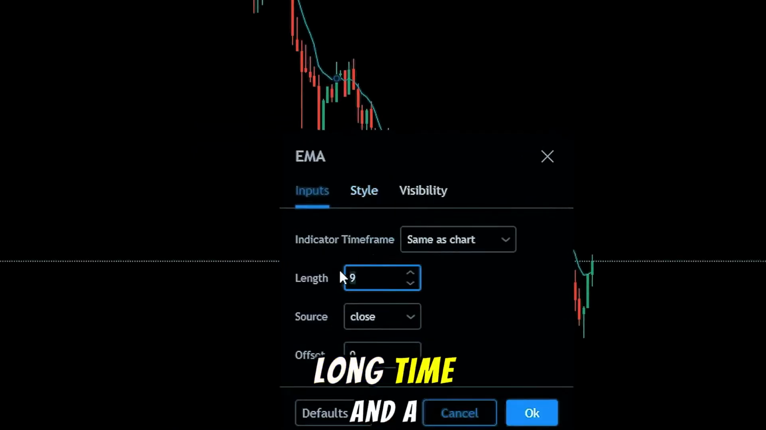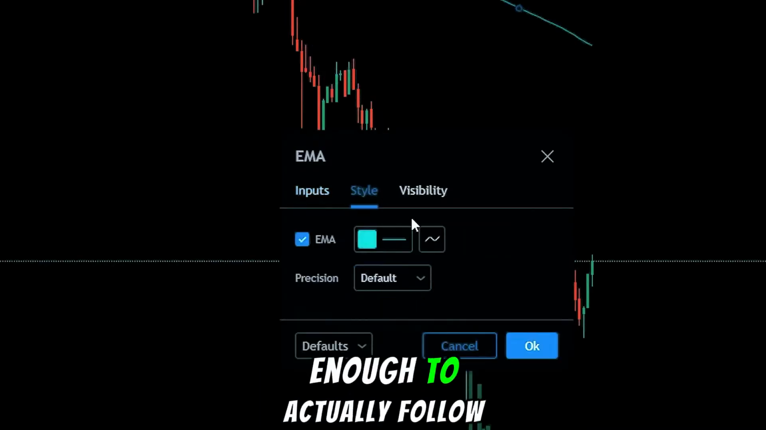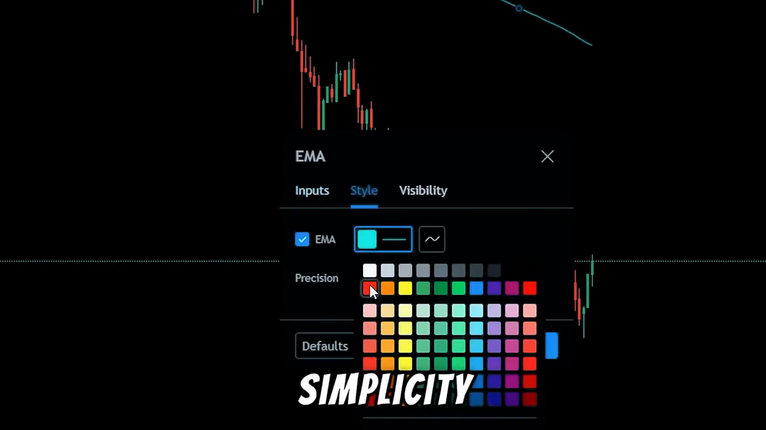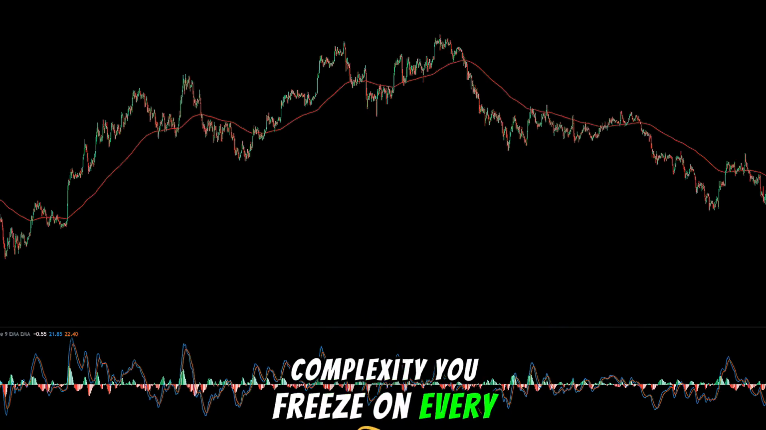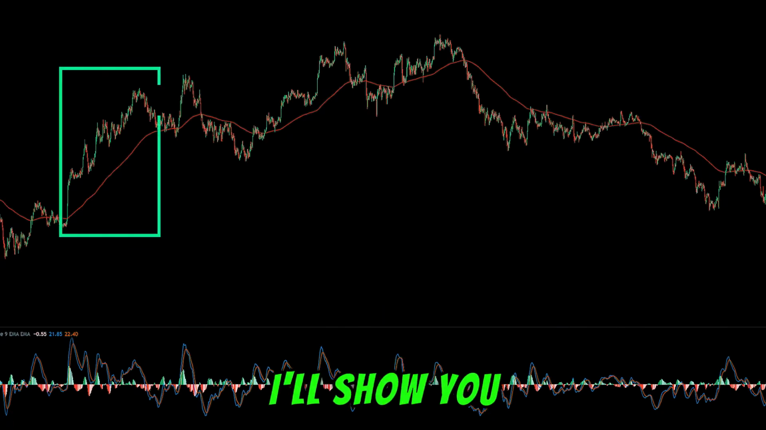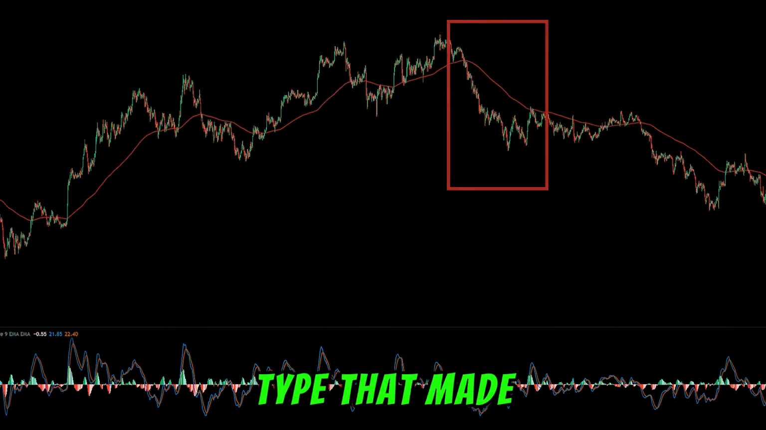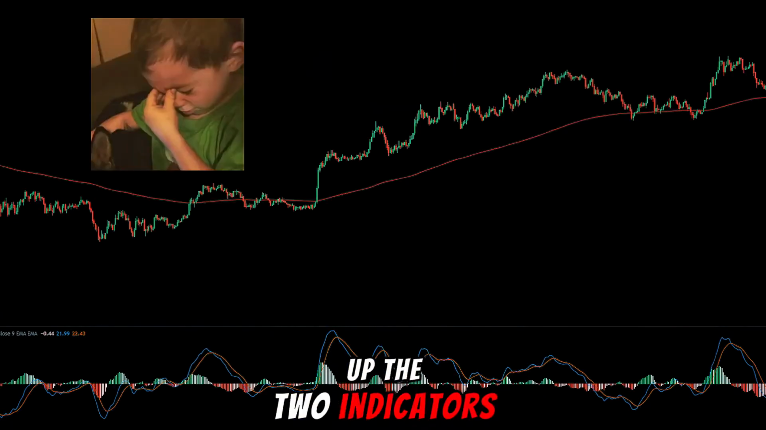It took me a long time and a lot of red days to get consistent. But the reason I love this setup is that it's simple enough to actually follow under pressure, and simplicity you can execute beats complexity you freeze on every single time. Stick with me, because near the end, I'll show you the exact trade type that made most of my best days, step by step.